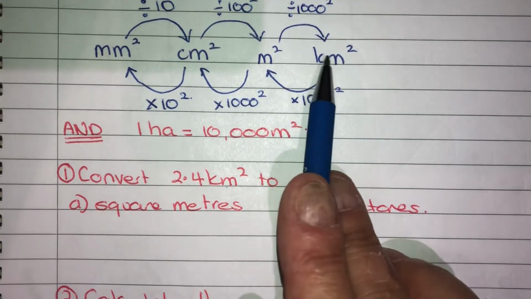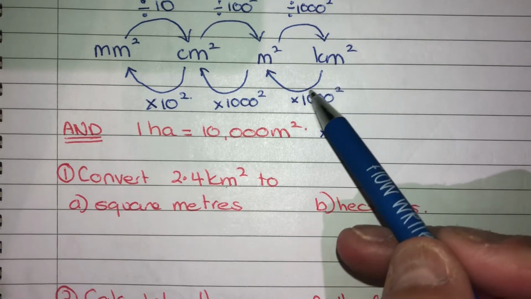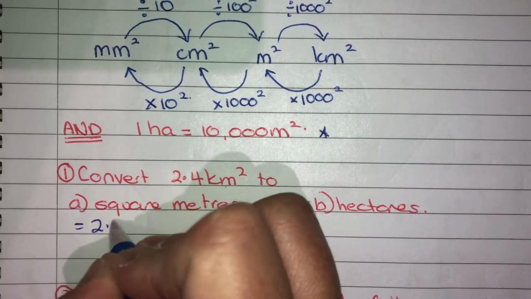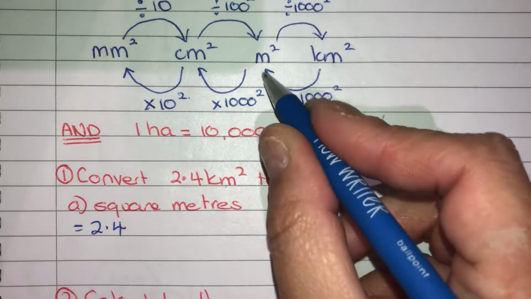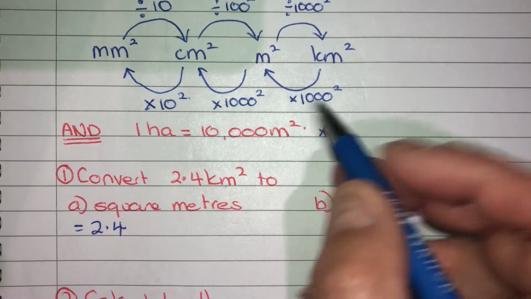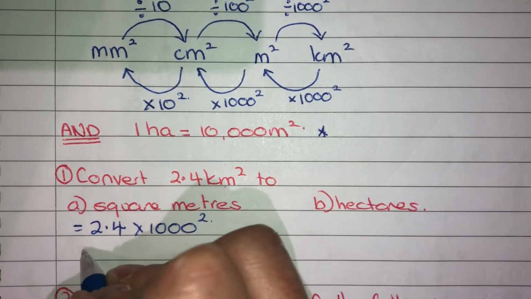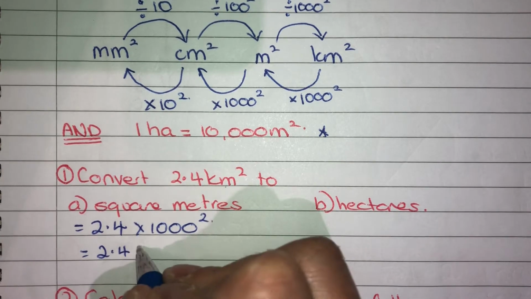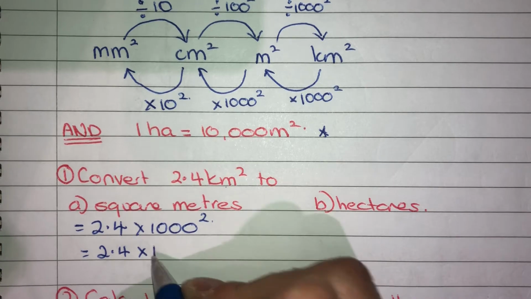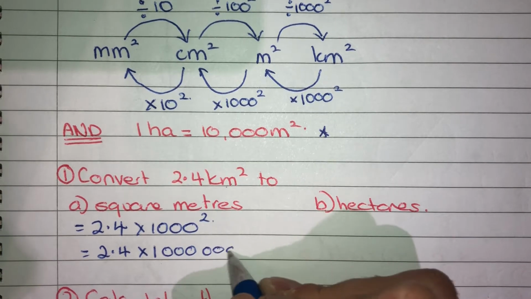We've got kilometres squared and we want to go to metres squared. So we're going to go down this way. Our basic value is 2.4, and the table says that to get from kilometre squared to metre squared, we're going to multiply by 1,000 squared. Now, 1,000 squared is just however many zeros you've got, you want to double that. So we're going to do a 1, then 1, 2, 3, 1, 2, 3.